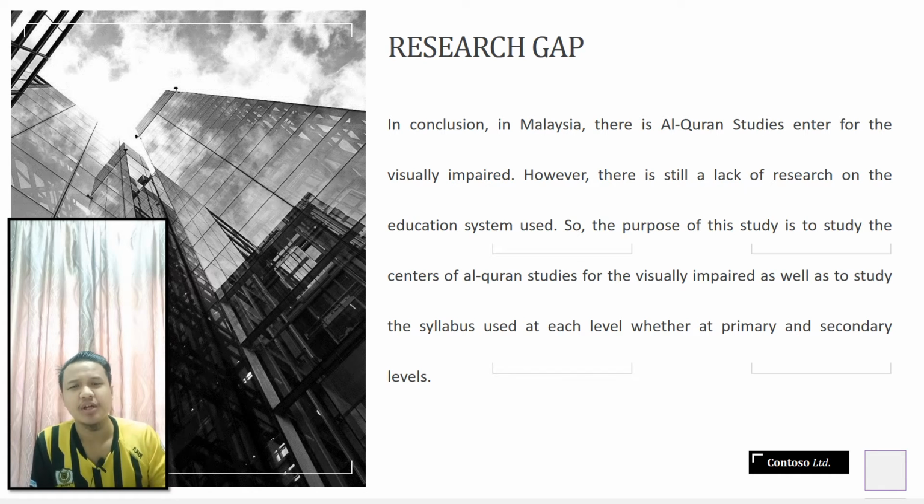So the purpose of this study is to study the centers of Quran studies for the visually impaired, as well as to study the syllabus used at each level, whether at primary, secondary or high level.